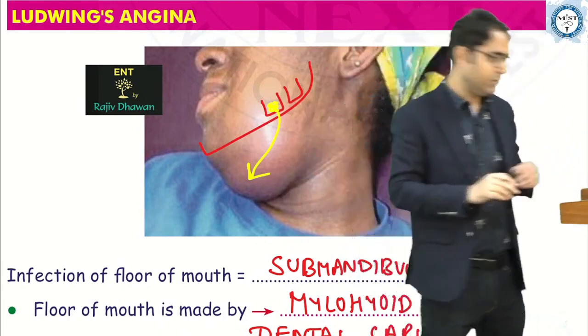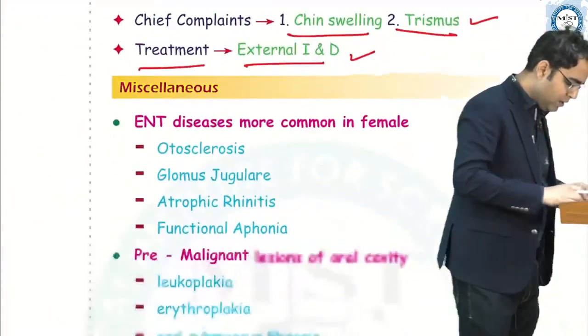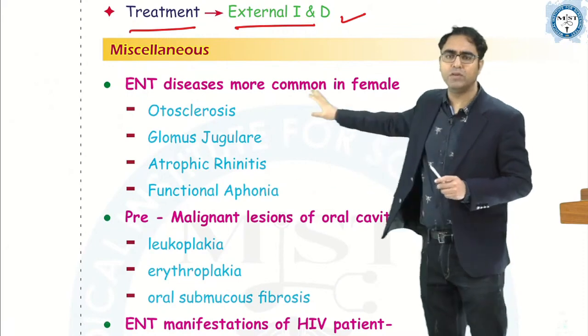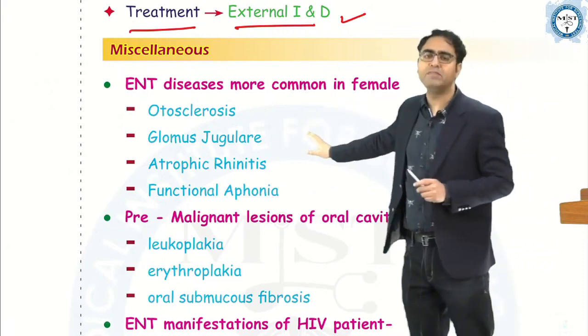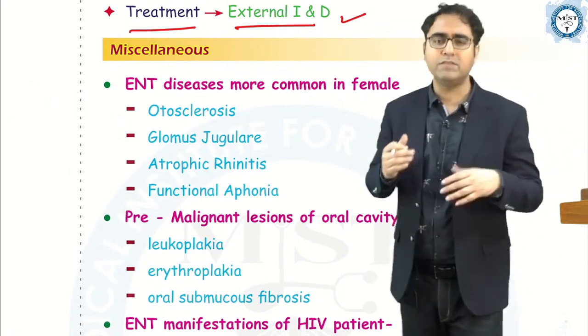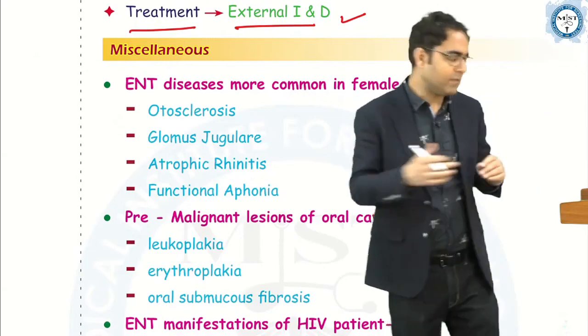Okay, fine. Now these are some things you need to just cram up, no need to discuss. It's just some miscellaneous things I wrote over here. Whenever you are revising at the end of ENT, you just read all these things. It's okay. But I want to discuss something else, beta.